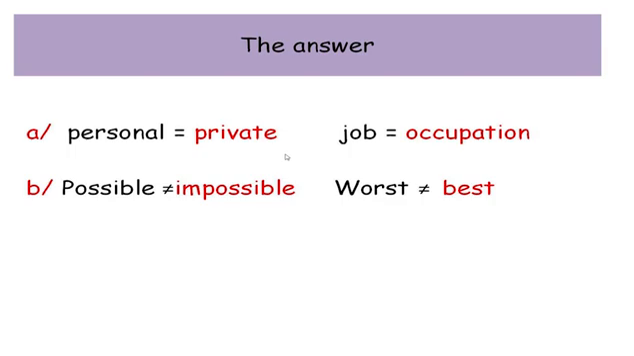Now for the B, for the opposites, we have possible. The opposite of possible is impossible. So it's the same word, and the only difference between them is the prefix im. Now worst. Worst is the superlative of the adjective bad, and its opposite is best. So say the best thing, the opposite is the worst thing. Is it clear?